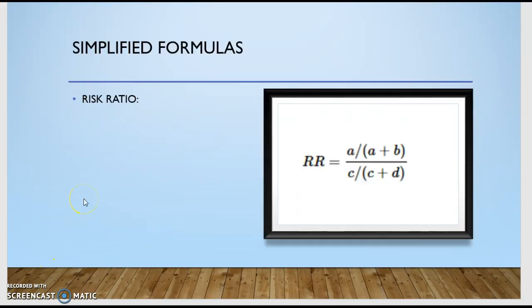So in this slide here, we've gotten into some of our formulas. So this first one is our risk ratio. And you can see for our relative risk, we have A divided by what would be A plus B, divided by C divided by what would be C plus D, based on our 2x2 table information.